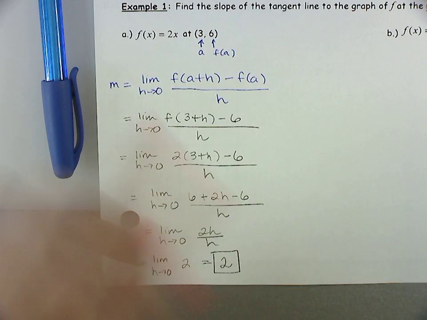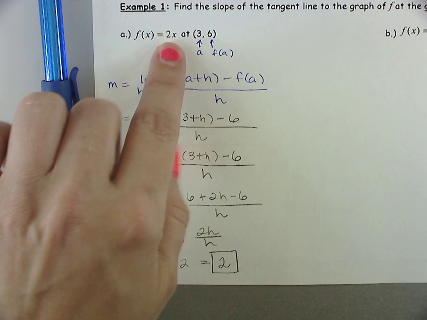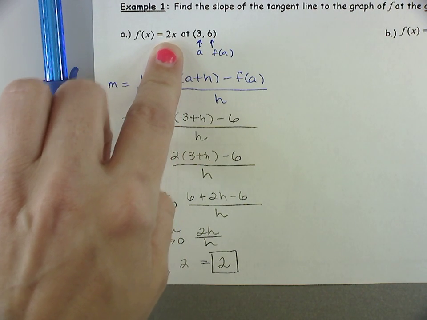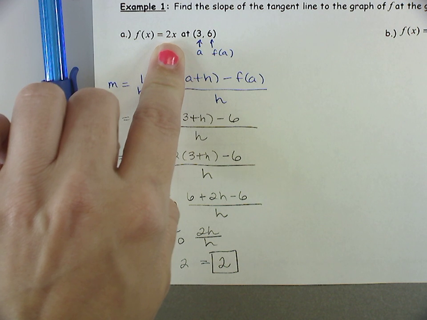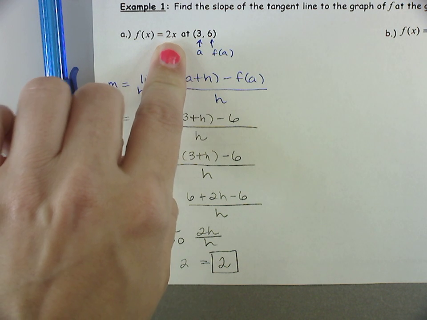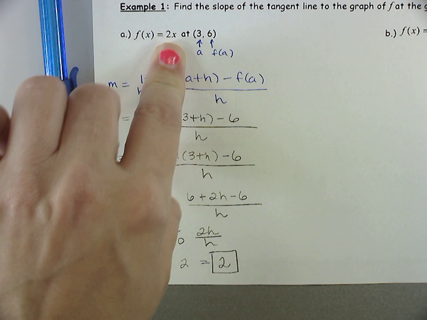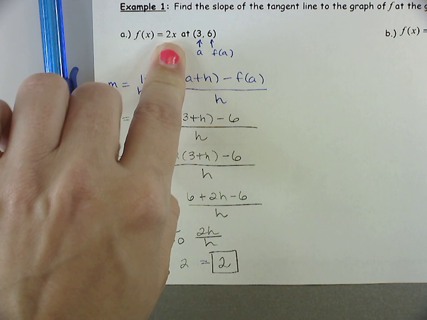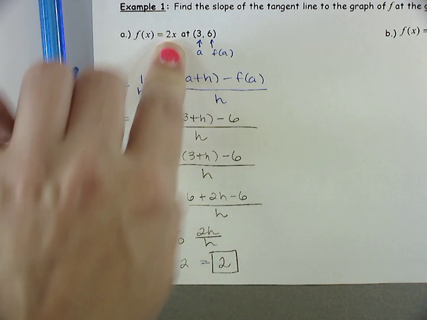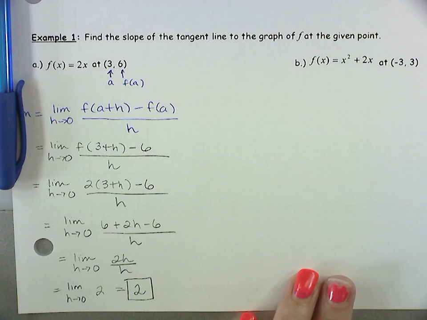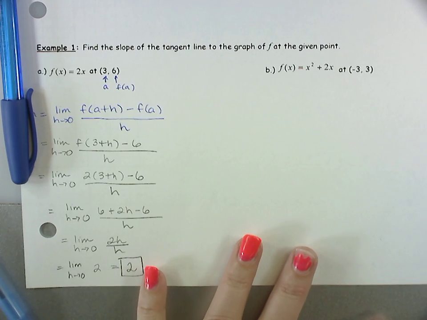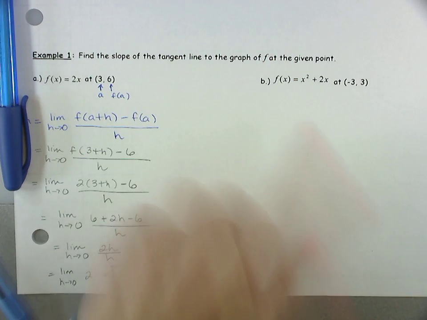Can I check this with my equation? Okay, so this is a linear equation. What's the slope of my equation? Your slope is 2. So if it's linear, it's pretty easy to find the tangent line because it's going to be straight. Of course, we're not just going to have linear functions.